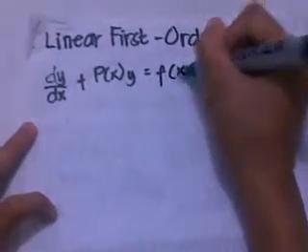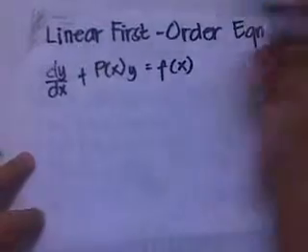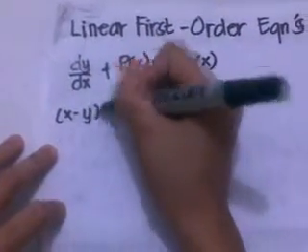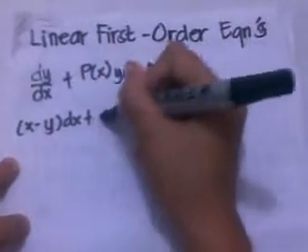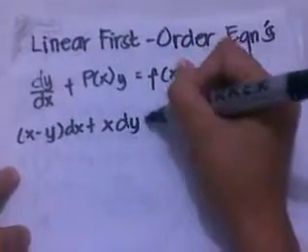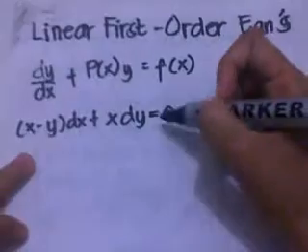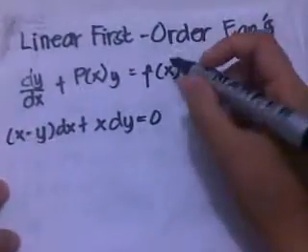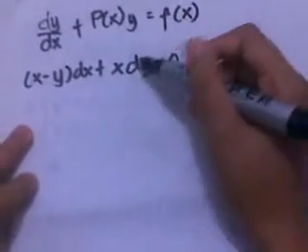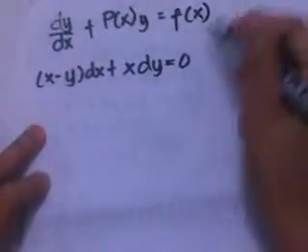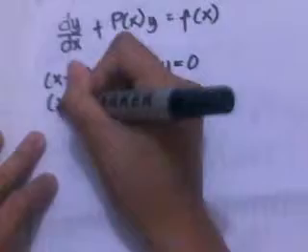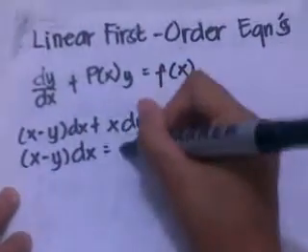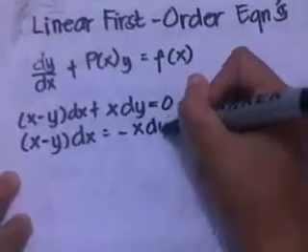f of x. So let me cite an example. We have a problem: x minus y dx plus x dy equals 0. From this equation, we must transform it into its standard form. The x dy here should be transposed to the left side. So it becomes x minus y dx equals negative x dy.